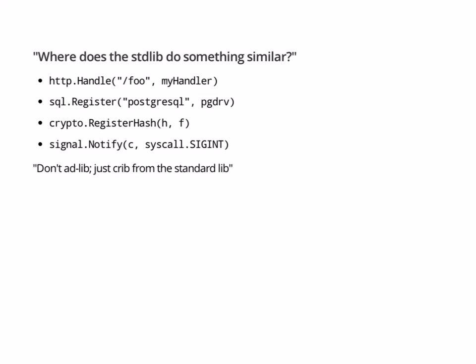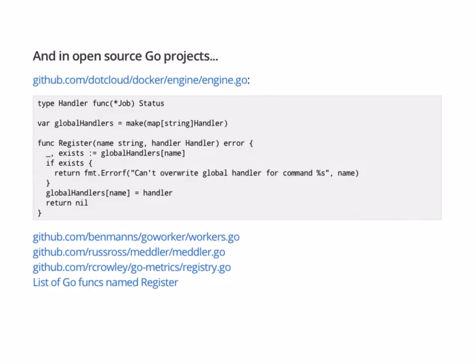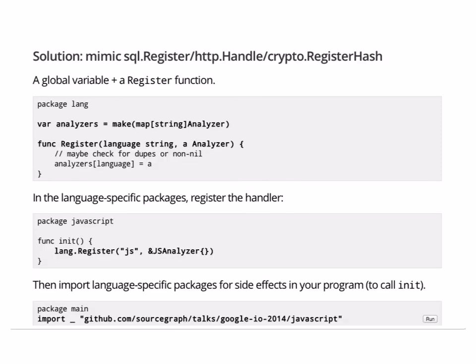And by the way, we have this motto that's don't ad lib, just crib from the standard lib. So you can use that in the future. We also looked in open source Go projects to see how they solve this same problem. Here's an example from Docker where again they use this handle or register type solution, which is the global variable. And there are a bunch of others. And so we decided to go with this approach.